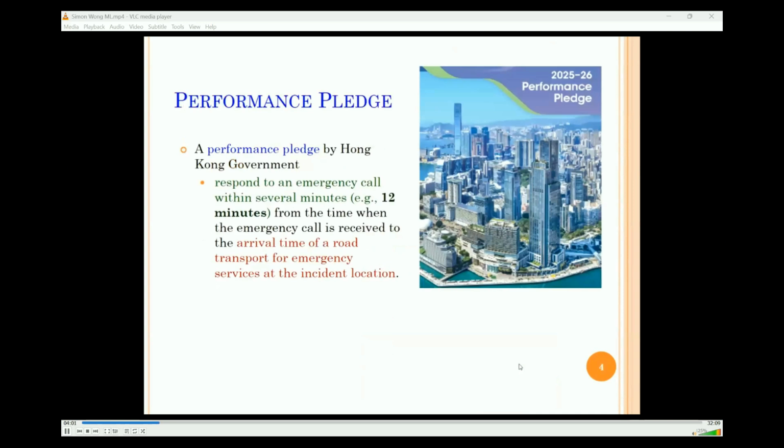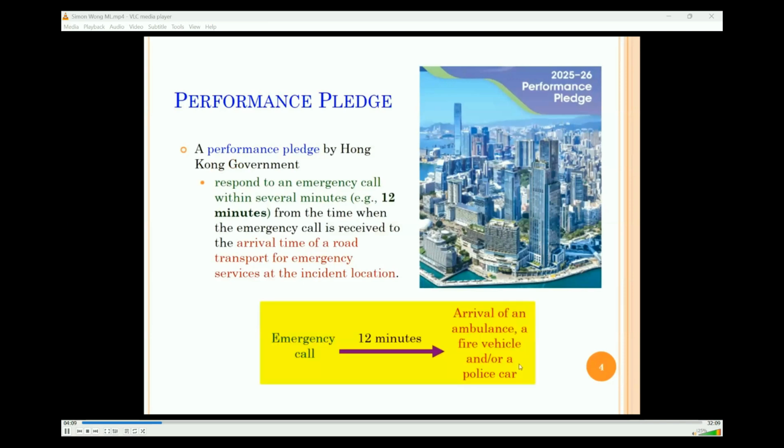And there's a performance pledge by the Hong Kong government. This performance pledge is to make sure that the time between when the emergency call is received and the arrival of a road transport for emergency at the incident location should be within 12 minutes. So this is a performance pledge by the Hong Kong government.